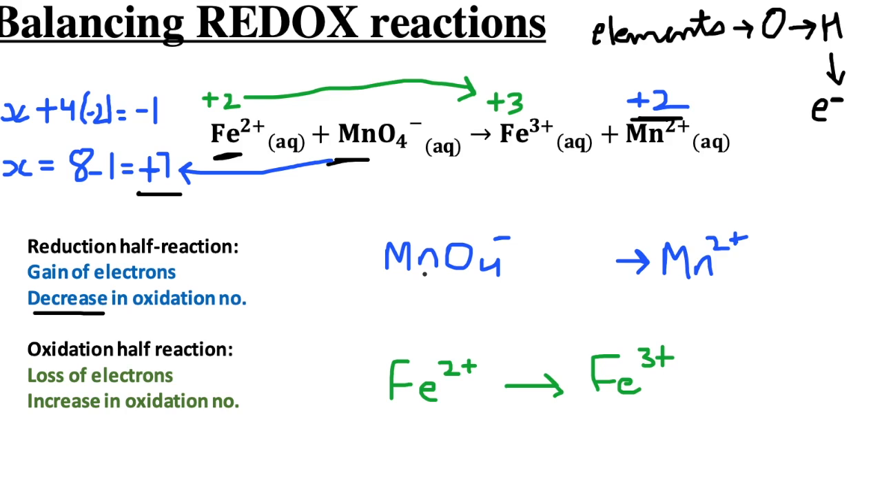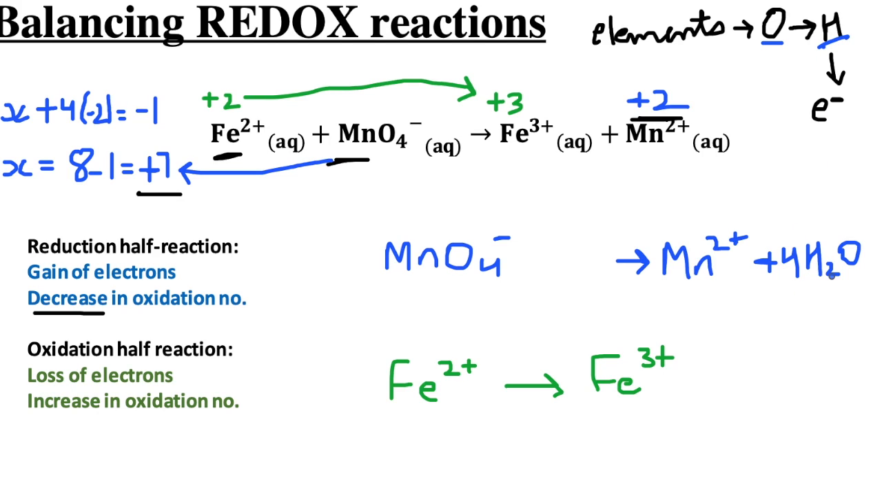So let's start with manganese. The element manganese is balanced on both sides. We only have 1. To balance oxygen, we will add water to this side. So we will add H2O. Now you would notice that we have 4 oxygens on this side. So to balance it, we will need to have 4 on this side, 4 oxygens. But now we have hydrogens. Now that the oxygens are balanced, the next step is to balance the hydrogens.